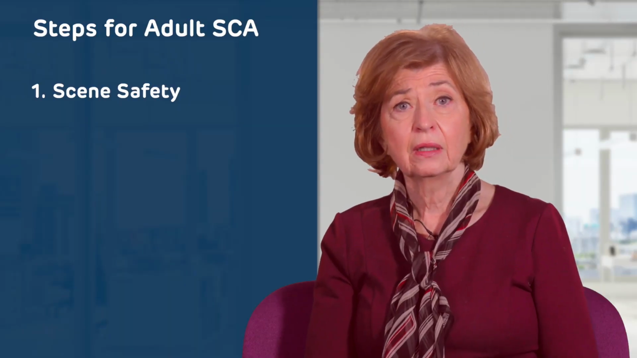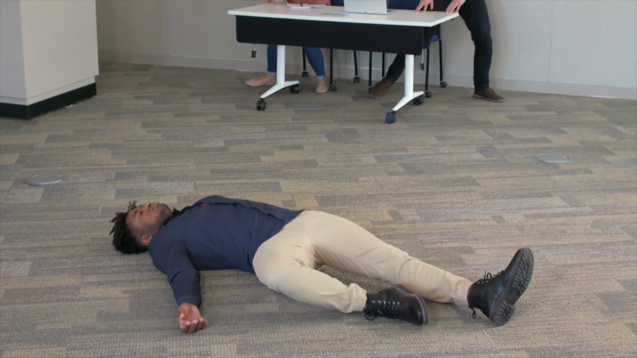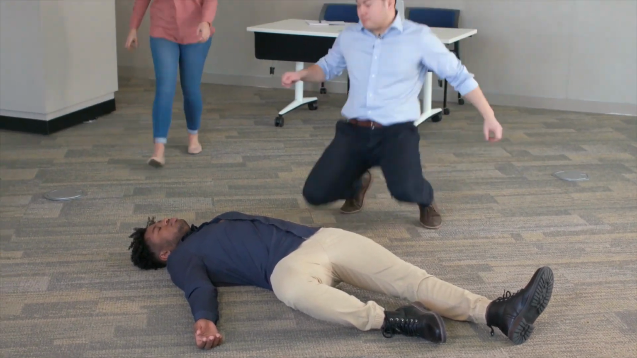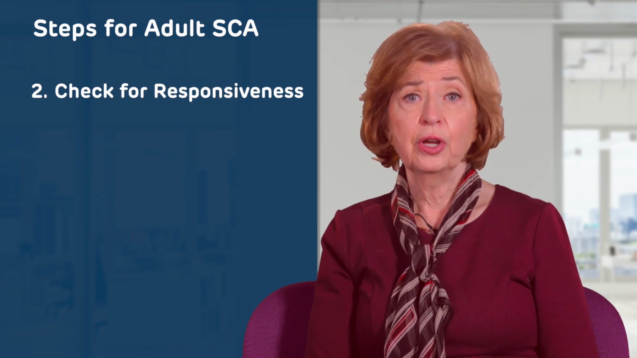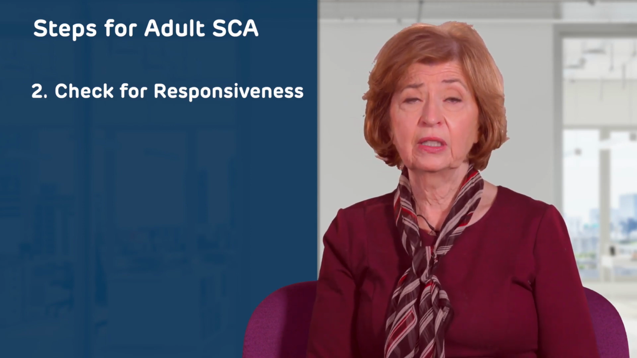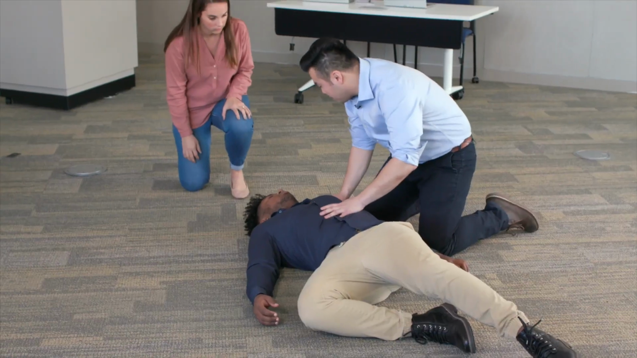Scene safety. First, if an adult is unresponsive and you suspect a cardiac arrest, assess the scene. Check for responsiveness. When you know you are safe, tap the victim and shout, "Are you okay?" to check their responsiveness.